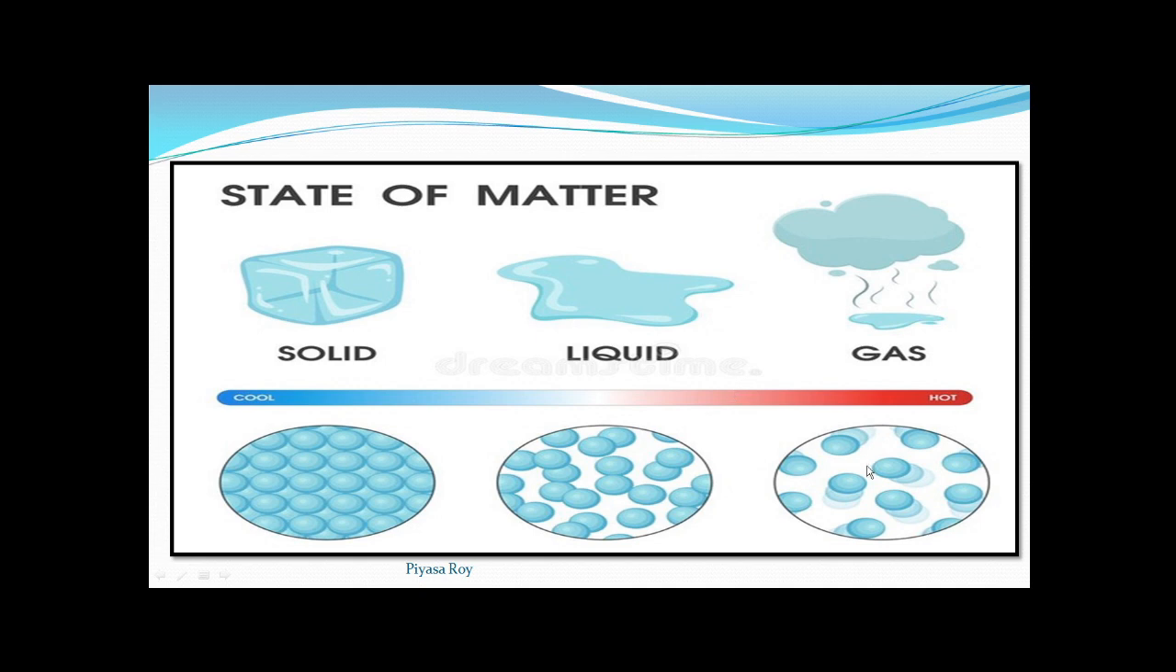And in gases, the interparticular space is much more compared to liquid and solid. So there will be maximum intermolecular space between the particles, because there is the least intermolecular force of attraction, or least interparticular force of attraction, in the gases.